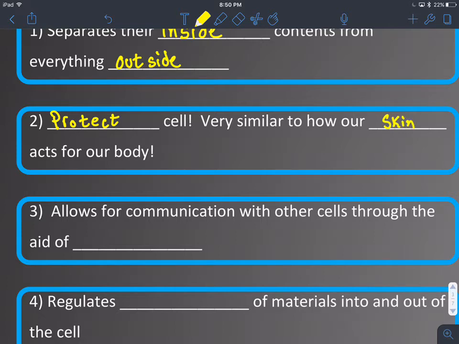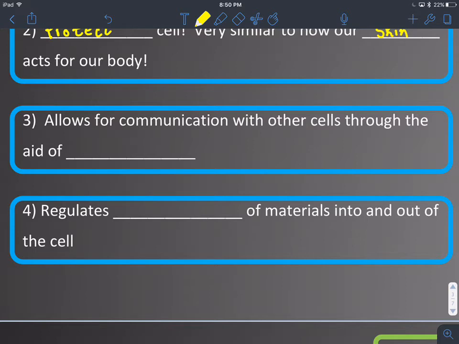The third thing is that it can allow communication between different cells. The way it does this is through the aid of proteins. And you guys are going to learn a lot more about this in this unit. Communication, that's a big one. And lastly, this is probably the most important one on this page that we're going to spend the most time on: it regulates the transport of materials into and out of the cell. This is really cool, and there are different methods that we're going to talk about. This is very important, because not only does a cell need new materials, a cell also needs to get rid of waste.